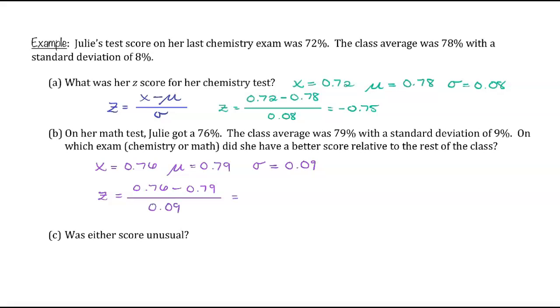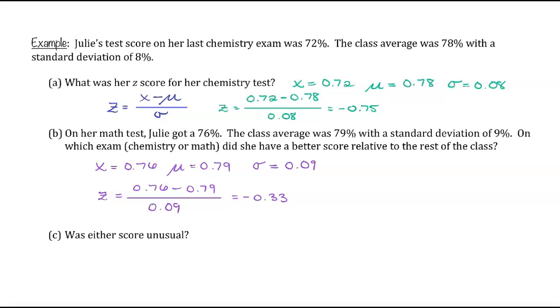That means that the z-score is negative 0.33. This z-score is also negative because her test score was below the class average. But it's only 3% below, not a full 9% below. It's not a full standard deviation below the mean. In fact, it's only a third of a standard deviation below the mean.